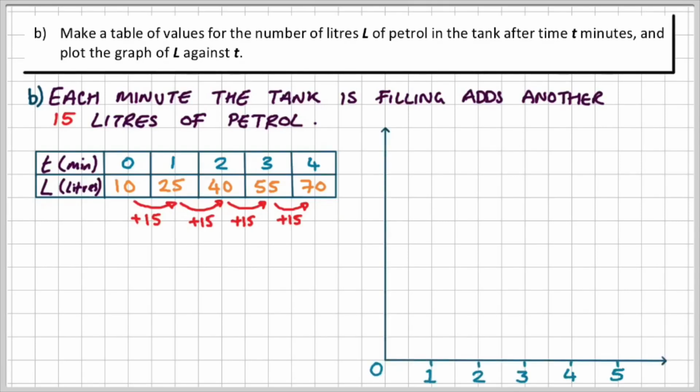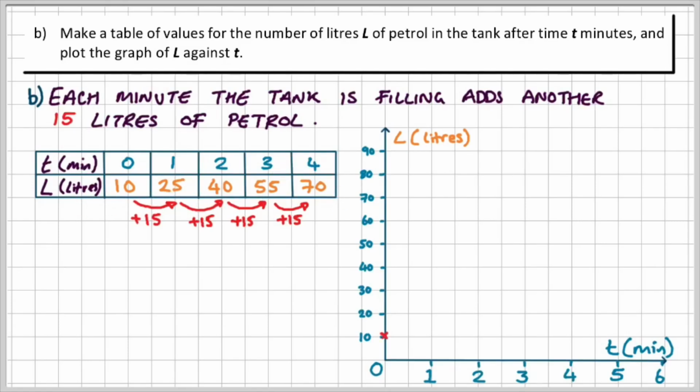Now, if we plot this, we can say time is going to be the x-axis. That's where our independent variable goes. And along the y-axis, the vertical axis, we can have our litres. Now, this is the dependent variable. So time is the x-axis and litres is going to be my y-axis.